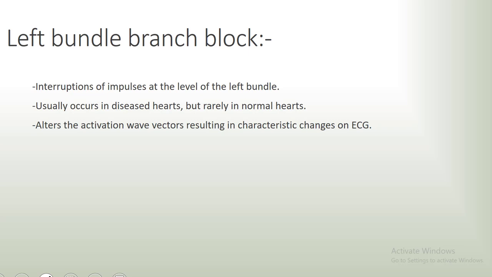Hey everybody, today we're going to be talking about left bundle branch blocks. Left bundle branch blocks occur when the impulses that travel through the left bundle get interrupted. Now this usually occurs in the setting of a diseased heart, but it can rarely present in patients who have a normal heart. Because of the block, this will alter the activation of the ventricles, resulting in characteristic changes on the surface ECG.